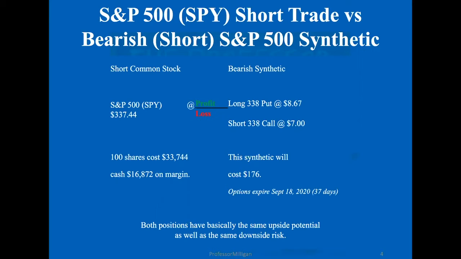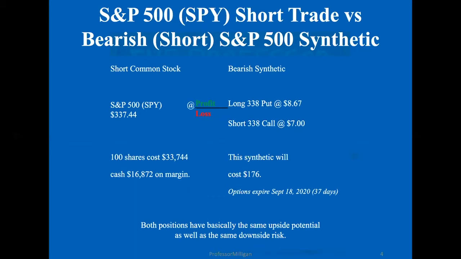Now, in this particular case, the synthetic will cost you $167. In our synthetic position, you're getting control of 100 shares of SPY at a cost of $167, as opposed to $16,872 on margin. Now, these options will expire September 18th, so you have 37 days. The premise of this strategy is that you believe the stock is going to drop in price over the next 37 days, and that's where you're going to make your money. Once again, both positions basically have the same upside potential and the same downside risk.